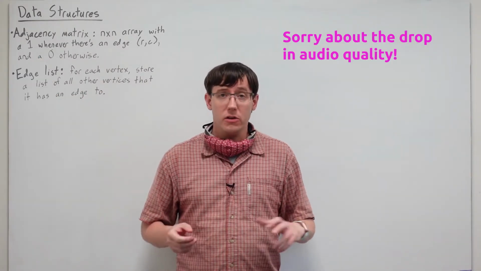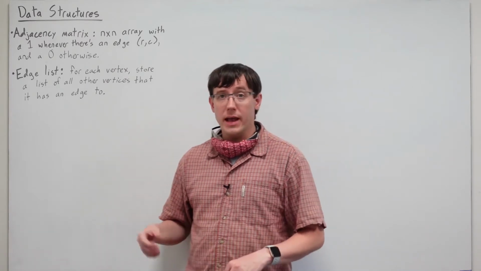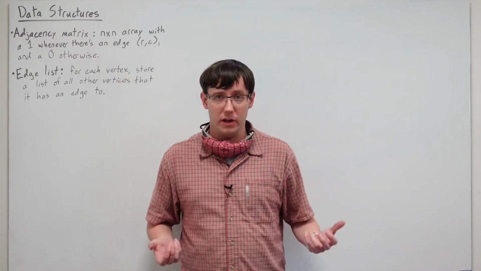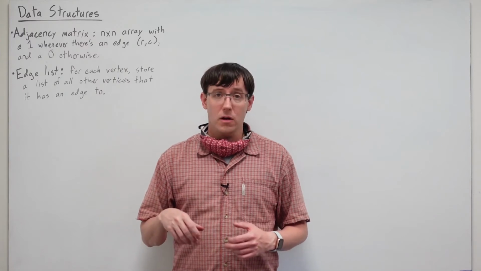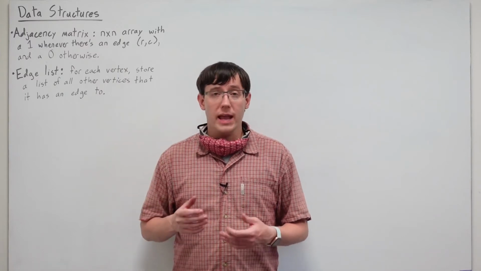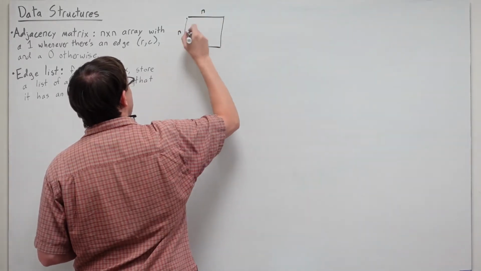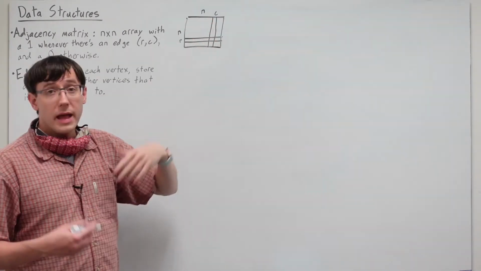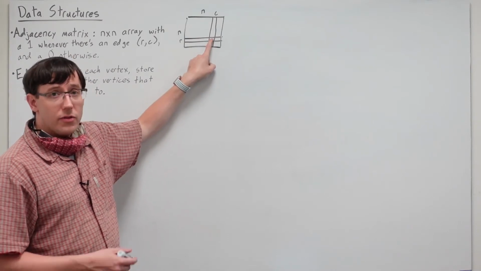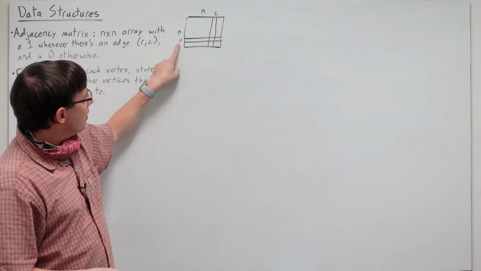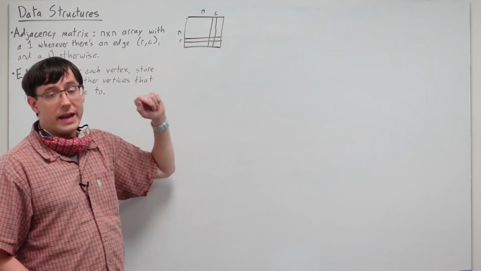There are a number of different data structures we could use to represent graphs, but the primary two are known as an adjacency matrix or an edge list. In an adjacency matrix, we have a two-dimensional array where there are n rows and n columns, one for each of the vertices. And in each cell of the array, we'll have a 1 if there is an edge connecting the vertex for the row to the vertex for the column, and we'll have a 0 in that entry if there is no such edge.